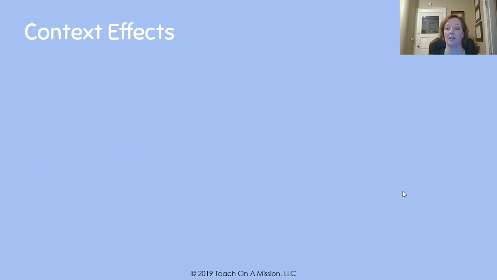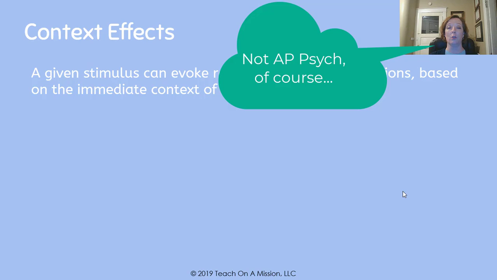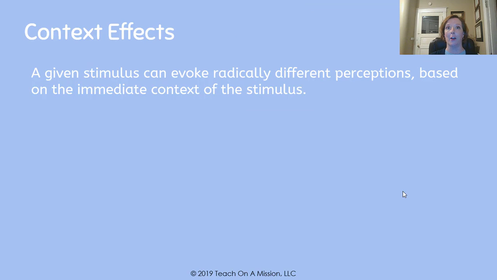Okay, so let's talk about context effects. A given stimulus can evoke radically different perceptions based on the immediate context of the stimulus. So kind of the story around it is going to influence what someone thinks about it. So let me give you this example. Let's say you got an F in a class and you knew your folks were going to be really angry at you. So instead of just saying, here's my report card, I'm so disgusted with myself, I'm so sorry, I'm going to do this, I'm going to do that.